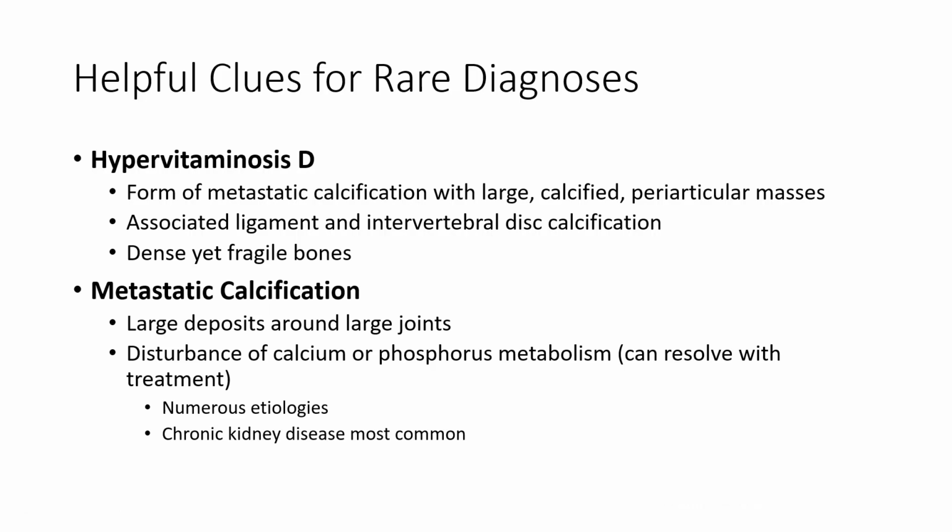Hypervitaminosis D causes metastatic calcification, with large calcified periarticular masses, calcified ligaments, and intravertebral calcification, as well as fractured bone. Metastatic calcification produces large deposits around large joints. Disturbance of calcium or phosphorus metabolism can be resolved with treatment. There are numerous etiologies; chronic kidney disease is the most common.